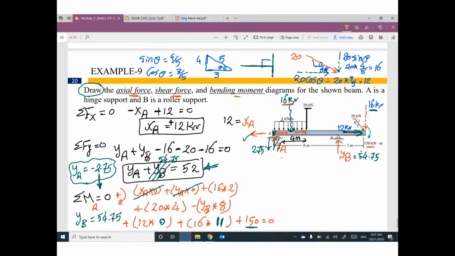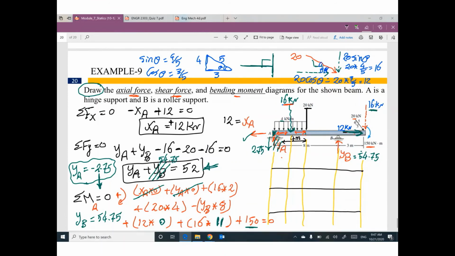I'm gonna draw vertical lines, and I'm gonna draw 3 copies of this beam. This one for normal force diagram, shear force diagram, bending moment diagram. Okay, normal force diagram.